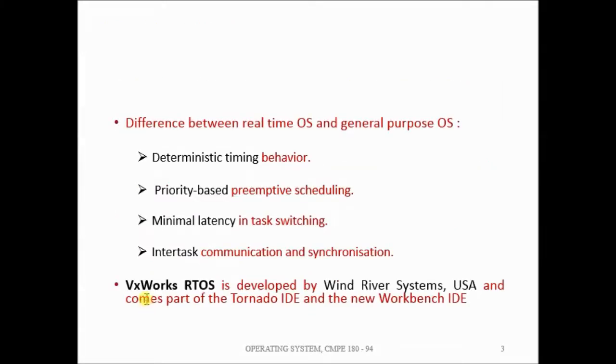So let's have a look at the difference between general purpose OS and the real-time operating system. The difference between real-time OS and the general purpose operating system can be explained with the example of the ATM machine and the anti-braking system. For an ATM machine, even if there is a delay of a few seconds, it is fine. But in an anti-braking system, time is a huge constraint. VxWorks RTOS is developed by Wind River Systems, USA.